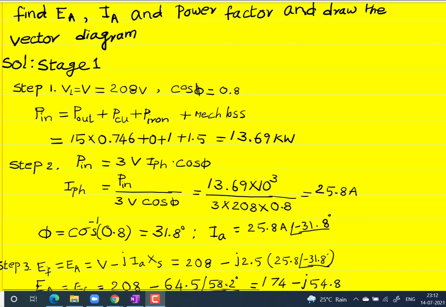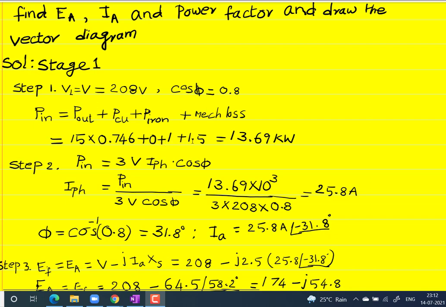So we can calculate the input, that is output plus all losses. Output is 15 HP, meaning 15 into 0.746 to get the output in kilowatts. Plus stator copper loss 0 and iron loss is 1 kilowatt.